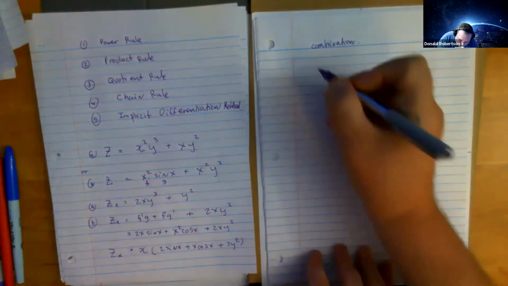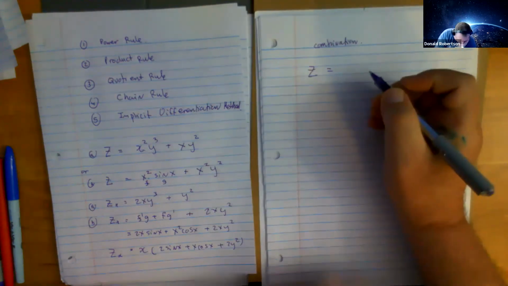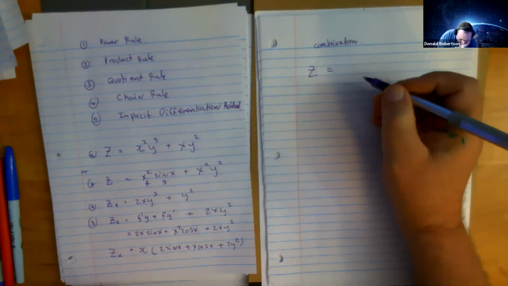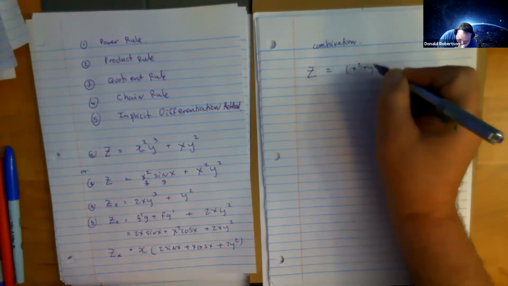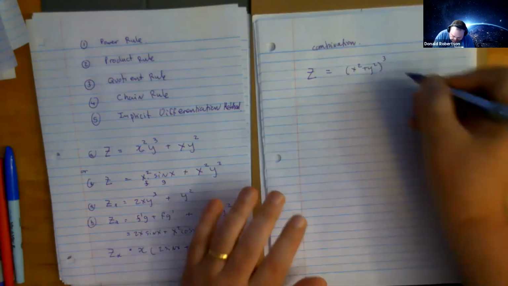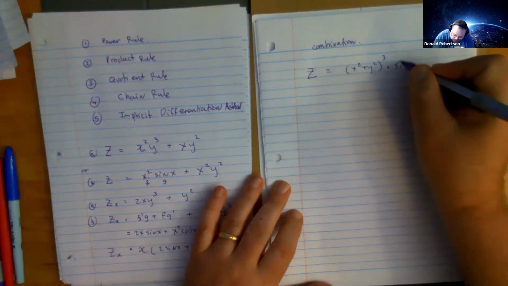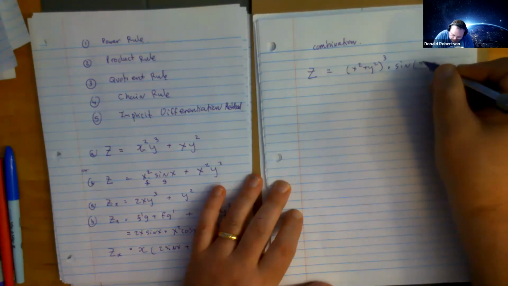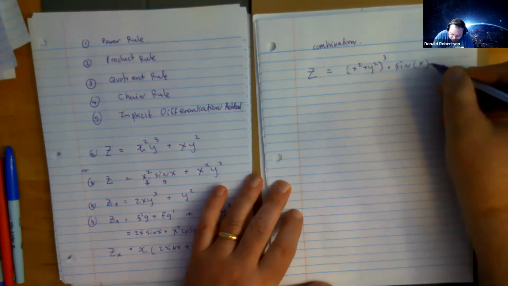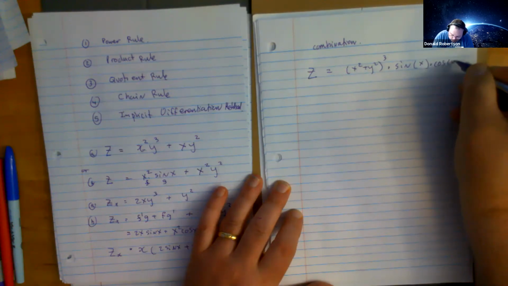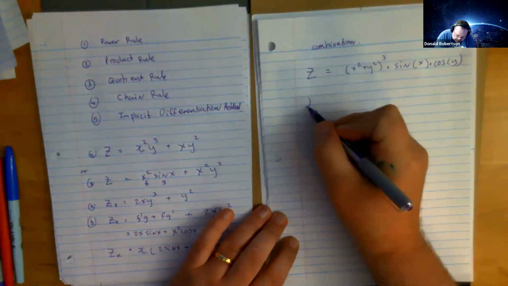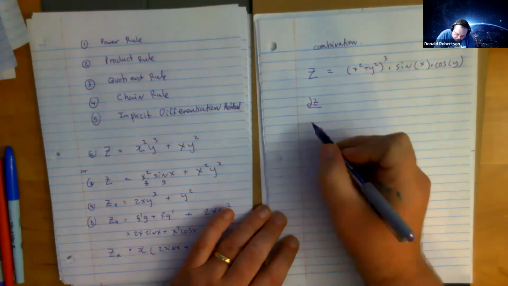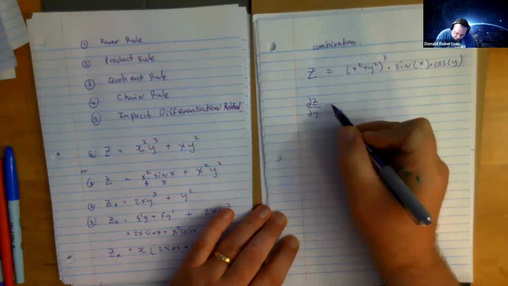So how about z equals, where shall I go? Let's have x squared plus y squared, cubed, times the sine of x times the cosine of y. And I want to find the partial derivative with respect to y.